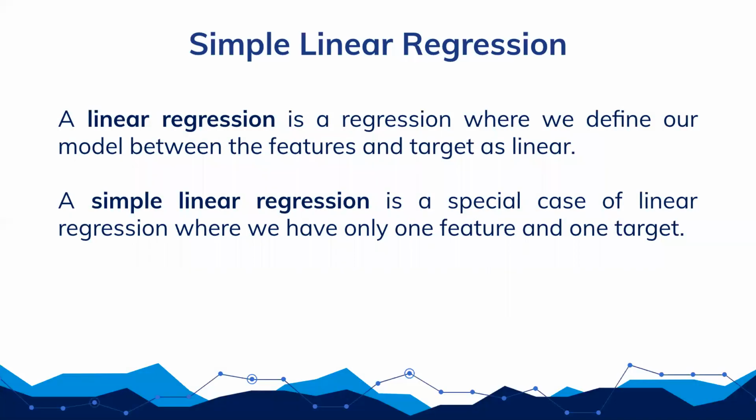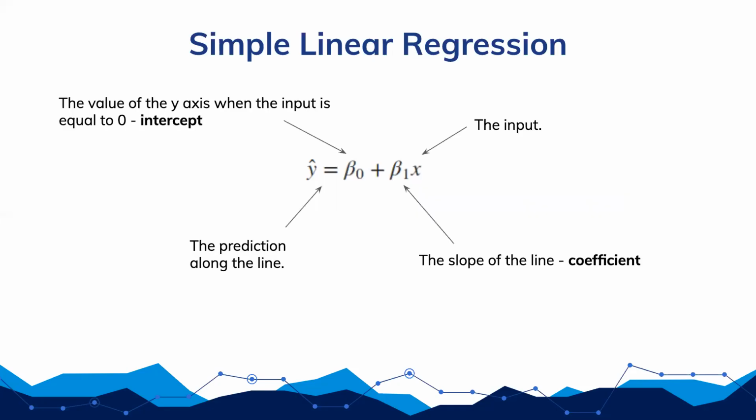So going a little bit into simple linear regression, you can imagine linear regression as having multiple features, and simple linear regression is a very special case where you have only one feature. This is very easily represented with this expression. We normally add a value called the intercept. Basically, if your input is 0, this is what your regression will output, and we have an input and a coefficient associated to this input.